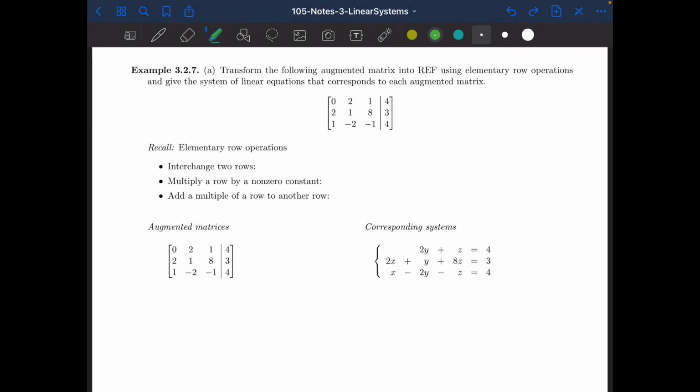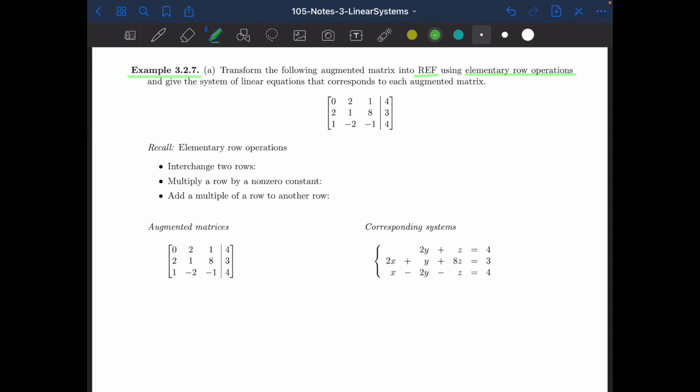Hello everyone. In this video we're starting with example 3.2.7. In part A we're asked to transform the following augmented matrix into row echelon form using elementary row operations, and we want to give the system of linear equations that corresponds to each augmented matrix.